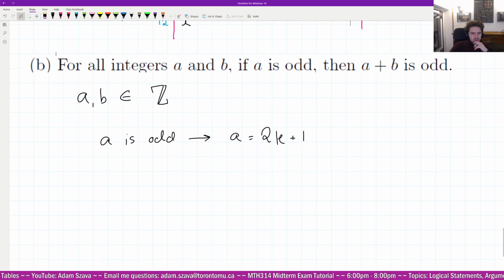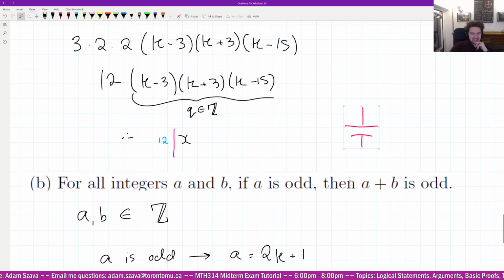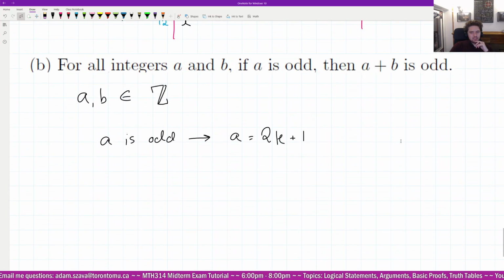So, for all integers a and b, if a is odd, then a plus b is odd. If a is odd, that means a is 2k plus 1. I'm going to say 2k1 because I use k's. You can use whatever letters you want. So it's 2 times an integer plus 1. Great. Then a plus b is odd? Well, it depends on if b itself is odd or not. So b is either odd or not odd. You could disprove this by counterexample. Sure, that would totally work. So let's just quickly do that. I'll show you how to do it by direct proof after.